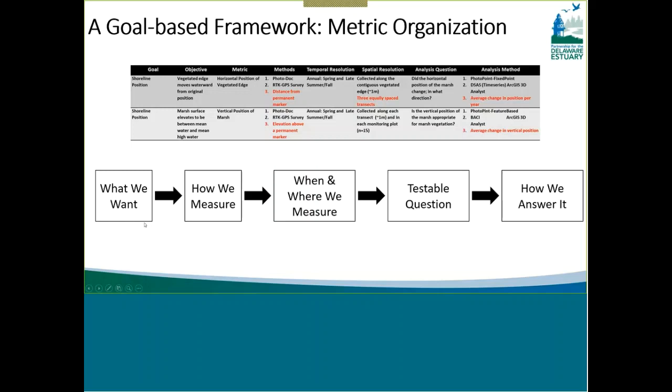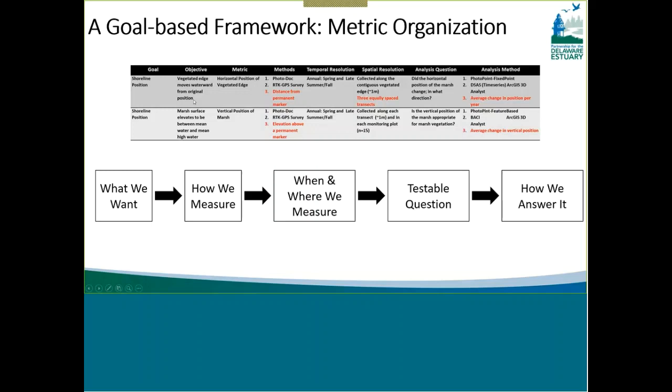So here in this table, and you can have as many rows as you like, you set your goal. Within the document, as you go through it, you'll set some objectives that are aligned with SMART objectives that a lot of different agencies like to develop monitoring plans with. So for my goal here of shoreline position, my objective is the vegetated edge moves waterward from the original position. I did not say how far, anything will do. But this is where you just state what you want. Here's its associated metric, and here's how we're going to do it.